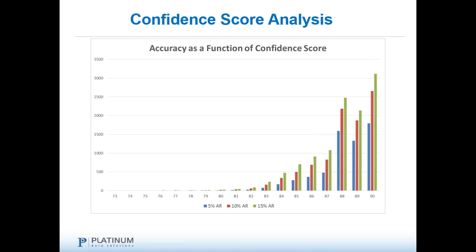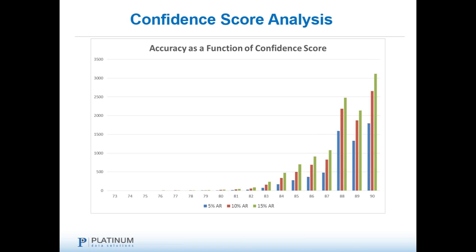And as we look at the chart, we see that along the x-axis, the bottom there, the confidence score goes from 73 all the way up to 90. And the y-axis is simply the number of observations that fell into those confidence score categories or buckets. We see that we're getting more and more occurrence of high confidence scores in all 3 accuracy buckets, which is good.